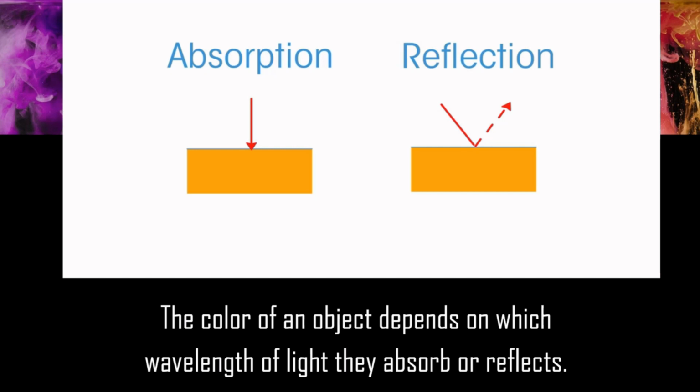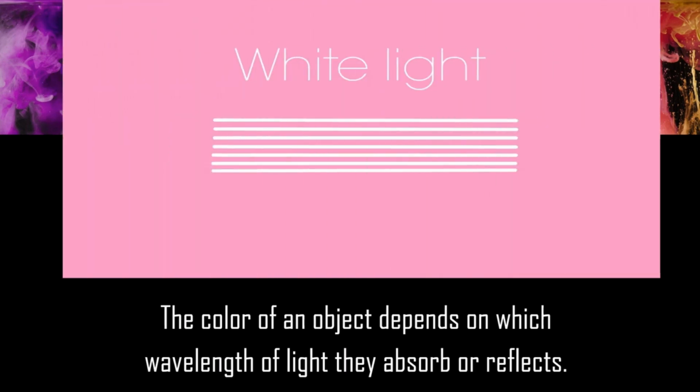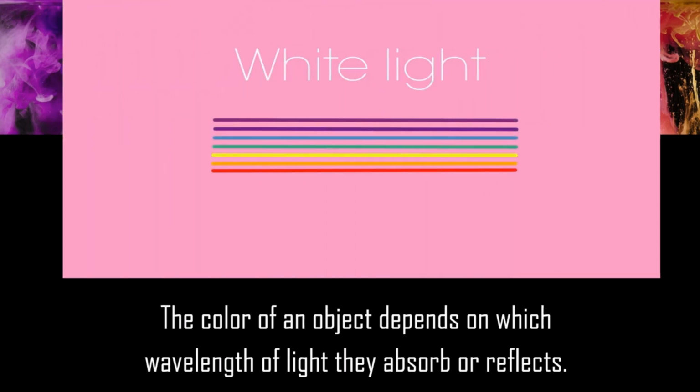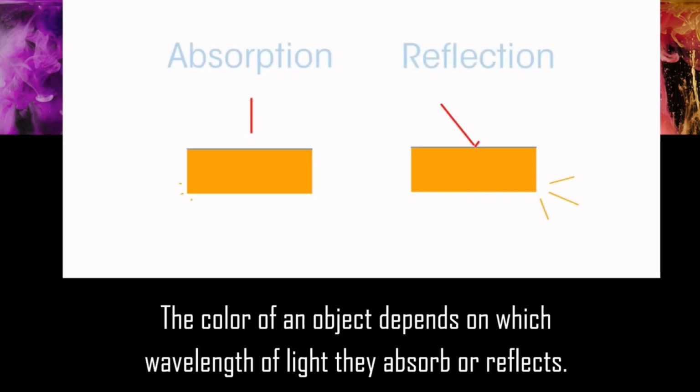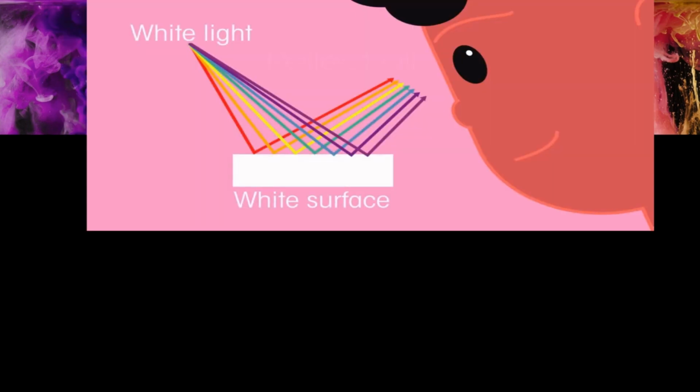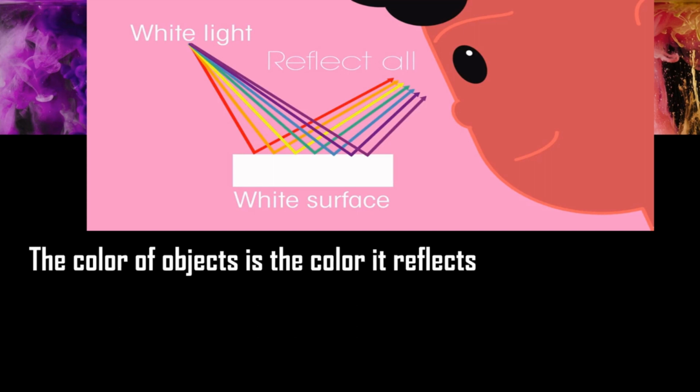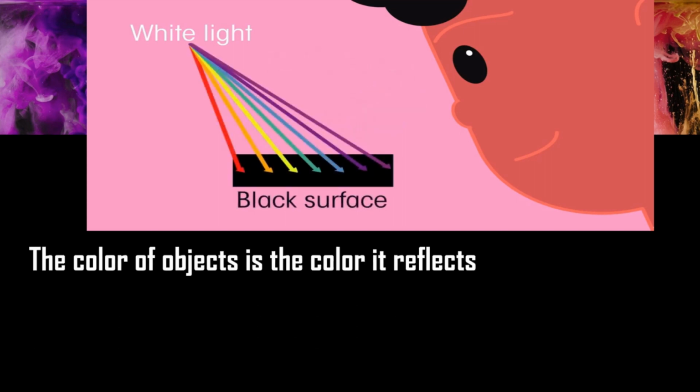Absorption and reflection often go hand in hand for light waves. White light contains every wavelength, so all the colors of visible light. The color of an object depends on which wavelengths of light it absorbs and which it reflects. White objects reflect all the light that hits them and absorb none. Black objects reflect none, and instead absorb all the light that hits them.